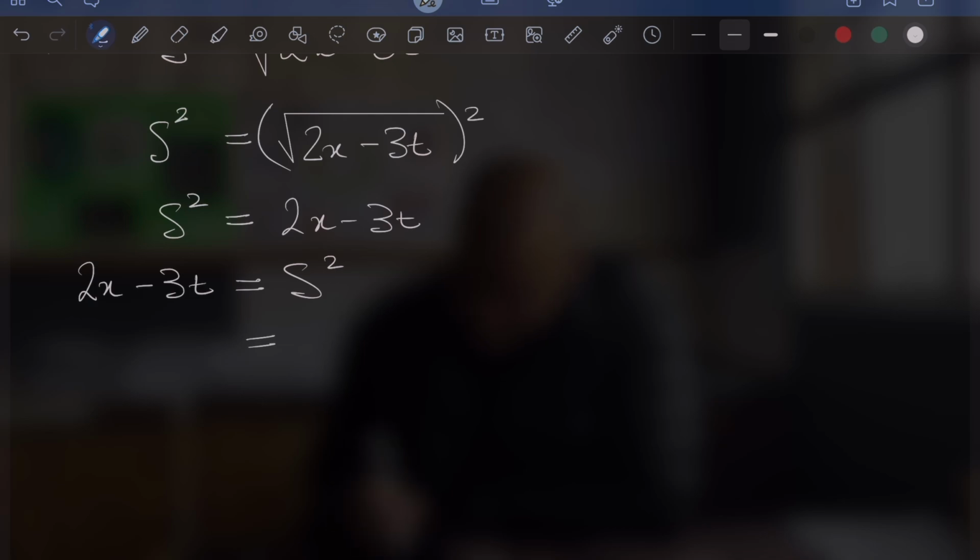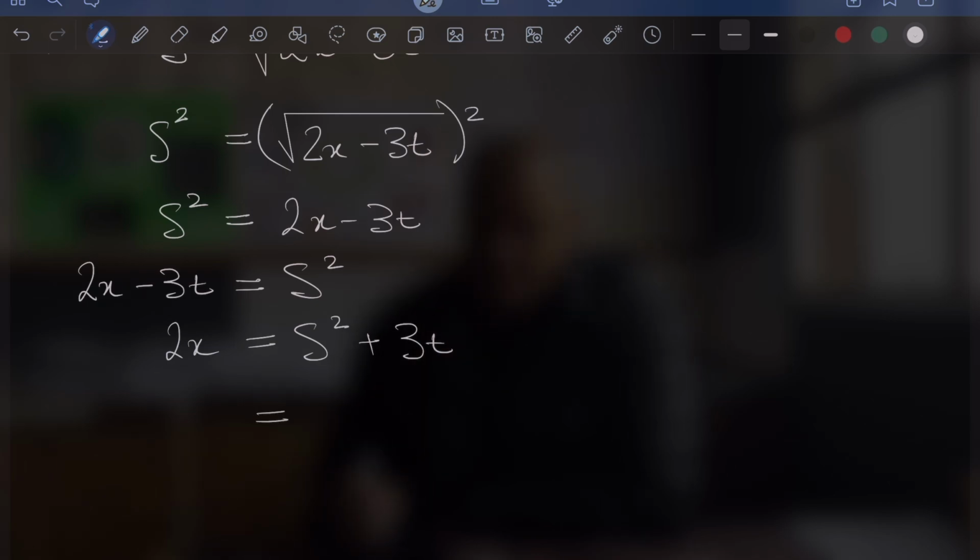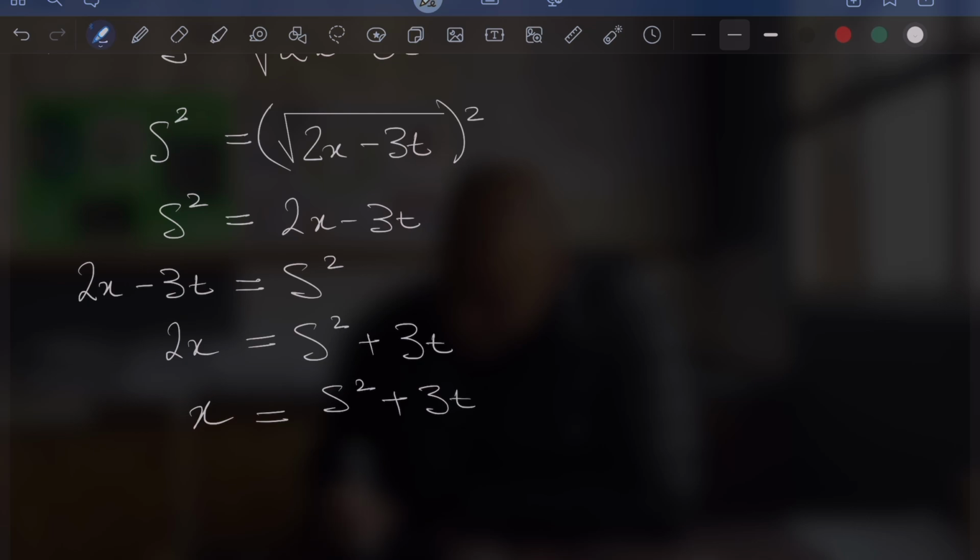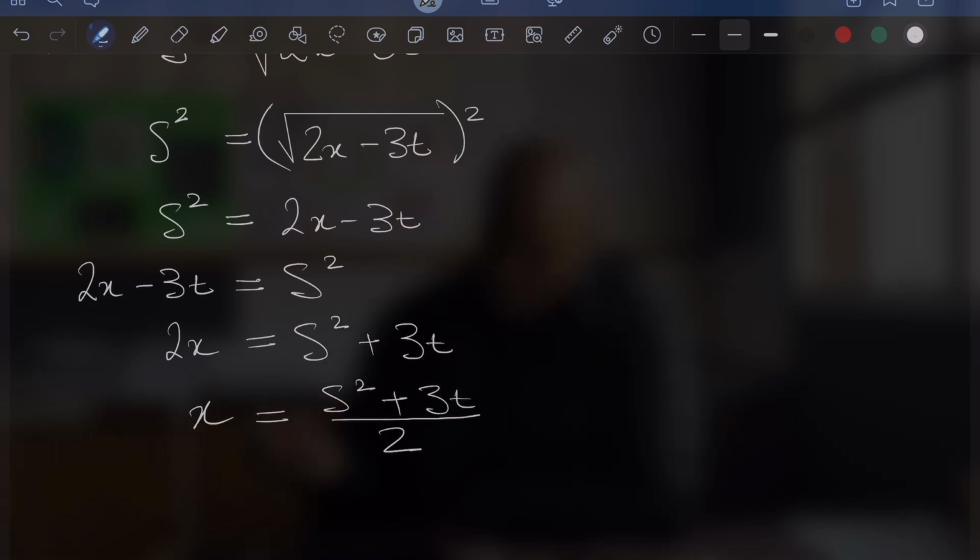So I'm going to then take my 3t to the right hand side, or add 3t to both sides, and that will then result in s squared plus 3t. And then I simply need to get rid of my 2 coefficient so that x can be isolated. So I'll divide both sides by 2, and that will leave me with x on the left hand side, and I will have s to the power 2 plus 3t all divided by 2, and that is your answer.